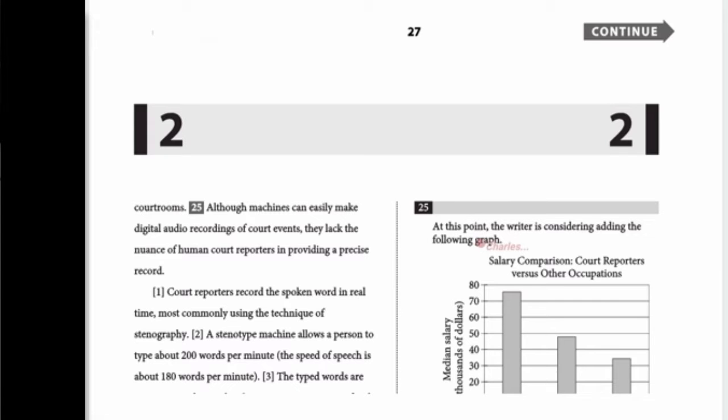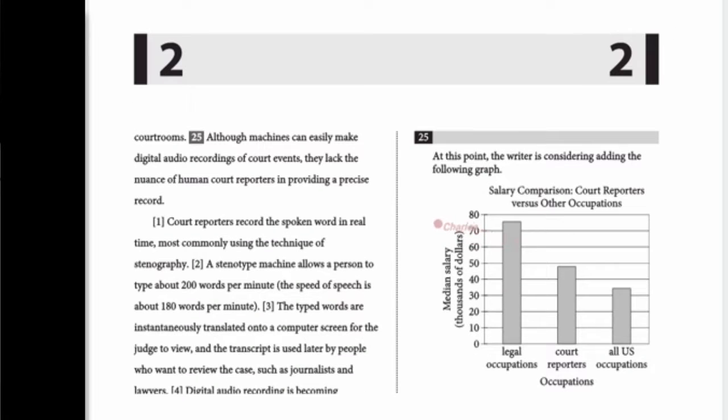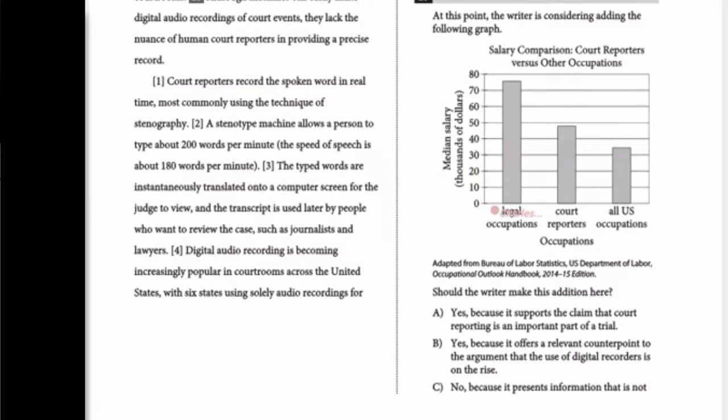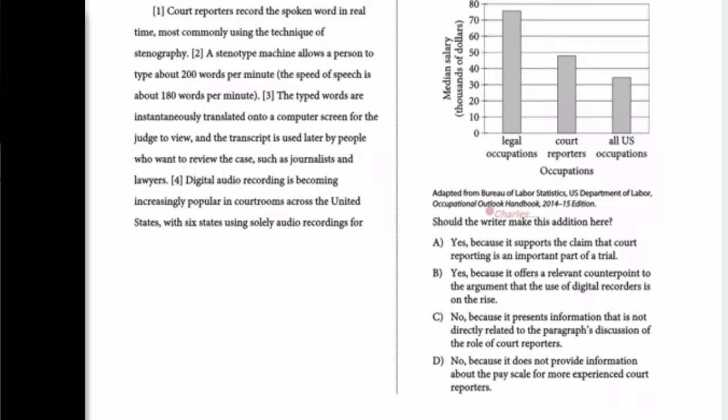Moving on to 25. Although machines can easily make digital audio recordings of current events, they lack the nuance of human court reporters. At this point, the writer is considering adding the following graph. So this graph is a salary comparison of court reporters. So they're more than regular U.S. occupations, but less than the legal profession in terms of payment. Should the writer make this addition here?